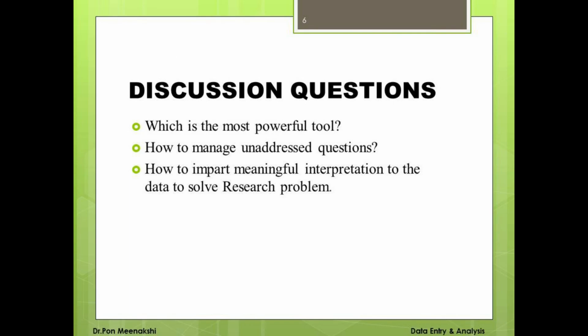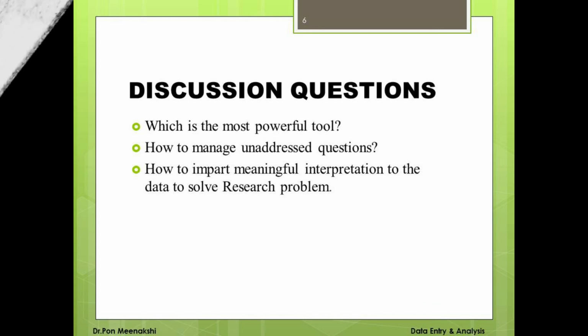The next slide is about a few questions for discussion. Which is the most powerful test? How to manage unaddressed questions while doing data entry? How to impart meaningful interpretation to the data to solve research problems? Try to answer those questions. If you have any doubts or clarification, you can comment to me.